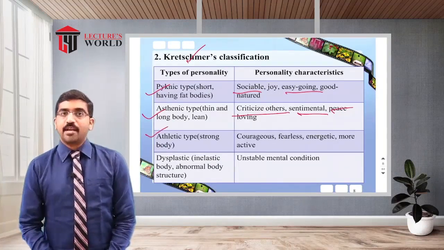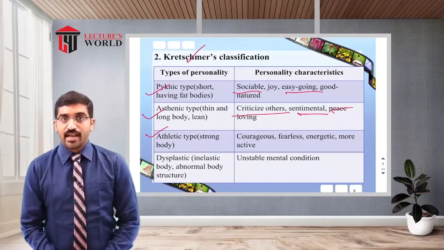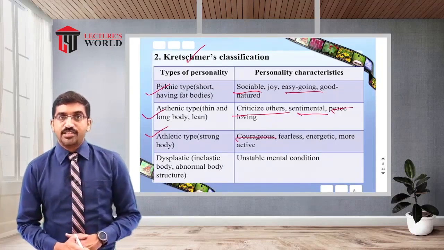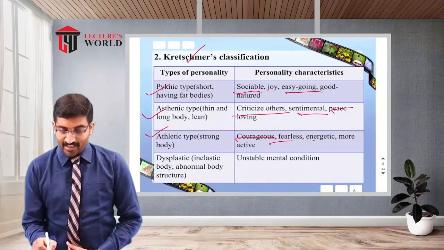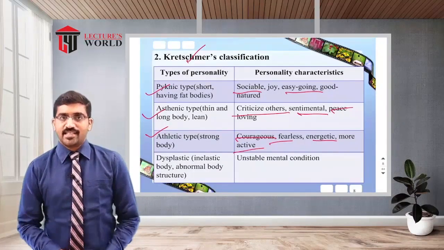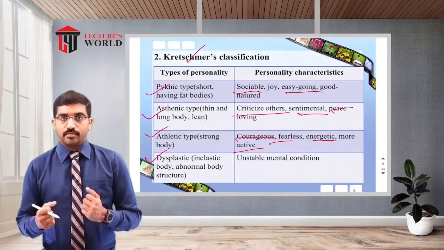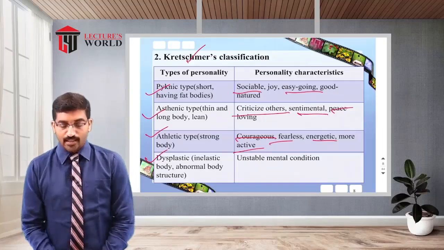Athletic type. Athletic type means like a strong body. In sports personality also we know how they look, very muscular and they maintain their body. Such persons are courageous. That you all know. They are courageous person. They can fight for anything. They are fearless, energetic, more active. Sports personality especially, or even military people also, you see they are very much body conscious and they maintain their body. They are athletic personality.